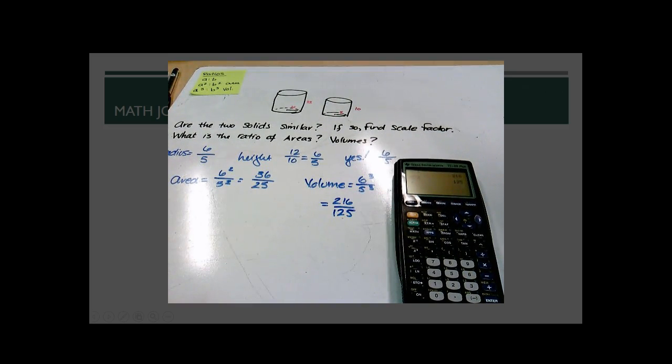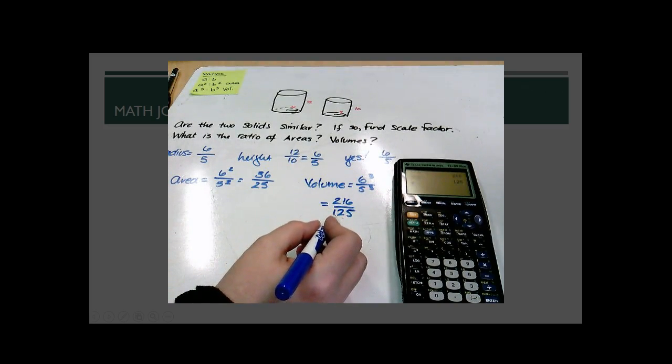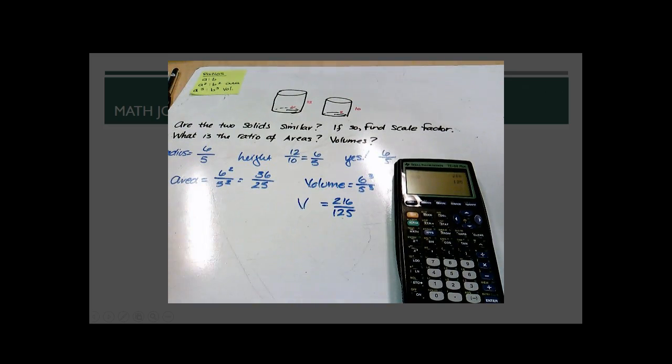So then I'd need to do any reducing if possible, but I don't think there's going to be any. So I'm going to go ahead and call this the ratio of my volumes and the ratio of my areas. And that's it for that problem.